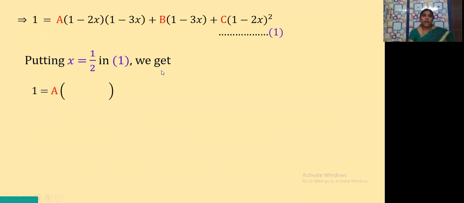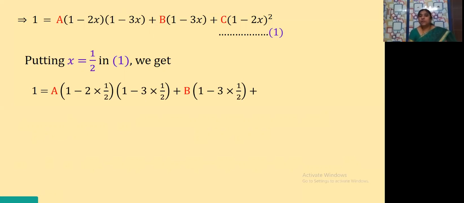1 is equal to a into 1 minus 2 into 1 by 2, into 1 minus 3 into 1 by 2, plus b into 1 minus 3 into 1 by 2, plus c into 1 minus 2 into 1 by 2, whole square. Okay, so now what is the next step here? If you see, 2 and 2 get cancelled, yes or not? This 2 and this 2 get cancelled. Here also 2 and 2 get cancelled, which is nothing but one time. How many times does it go, children? One time. Yes. So now what is left here?